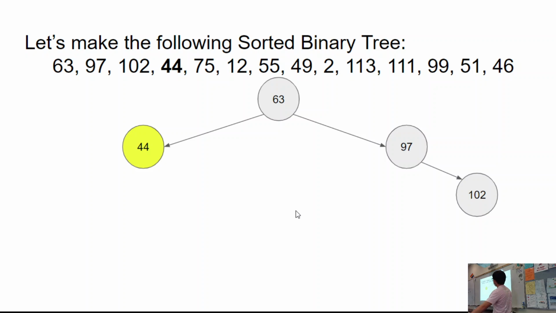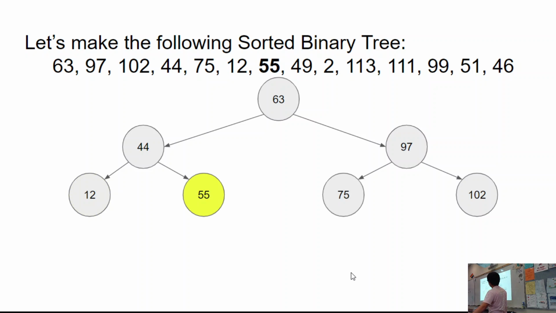75. Is it greater than 63? Greater than. Is it less than 97? Less than. Yes. So it's going to sit right there, right? Left. 12. Where does that sit? Way, way left. It's less than 63, less than 44. 12 goes to the left of it. Where does 55 go? Right node of 44. Left at 63, right at 44, so it's less than 63, greater than 44, sits right there. 49. Left, right, left. Left of 63, right at 44, left of 55, sits right there.